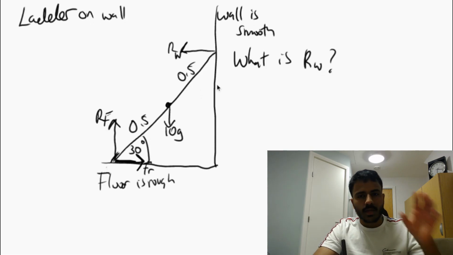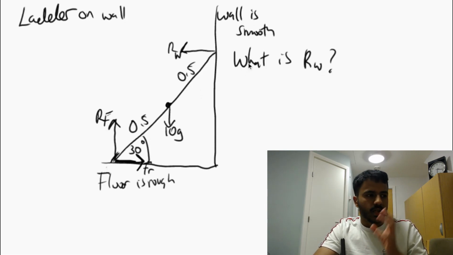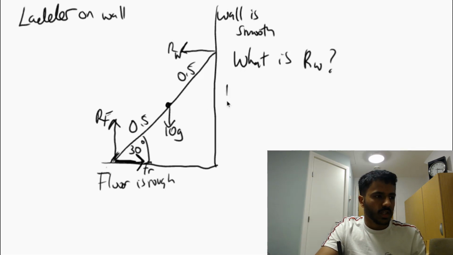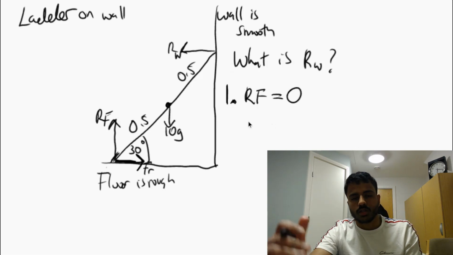And now for a body to be at rest or in equilibrium, two conditions must be met. Firstly, the resultant force must be zero. And we know that from Newton's first law.